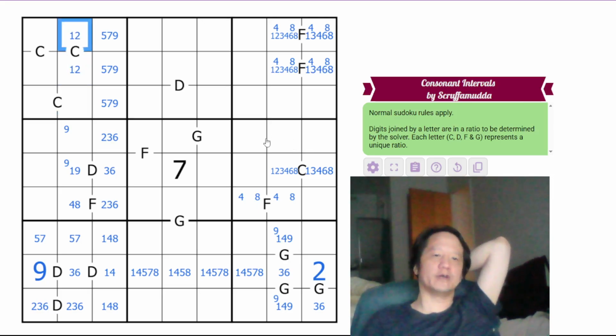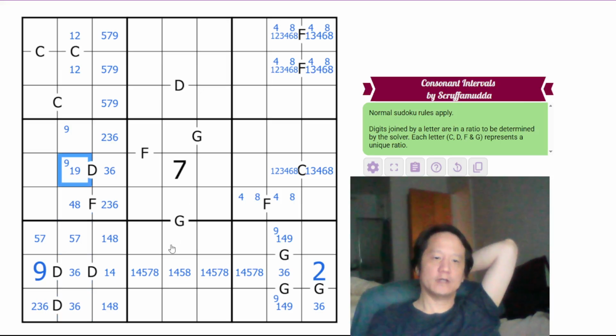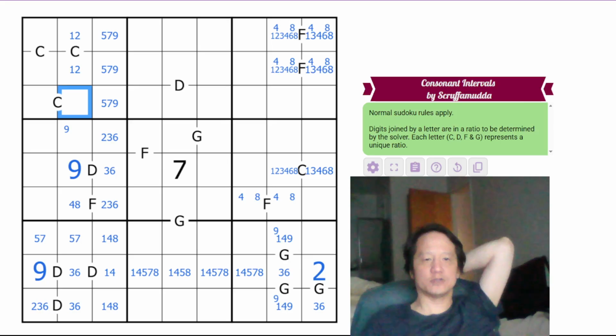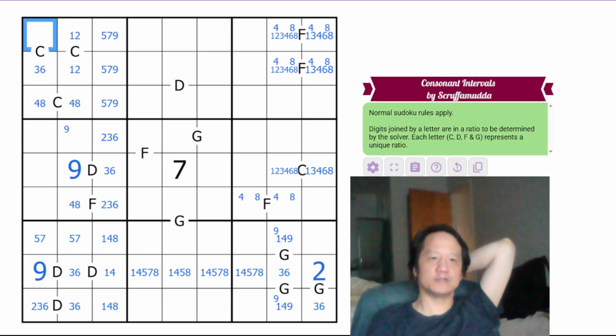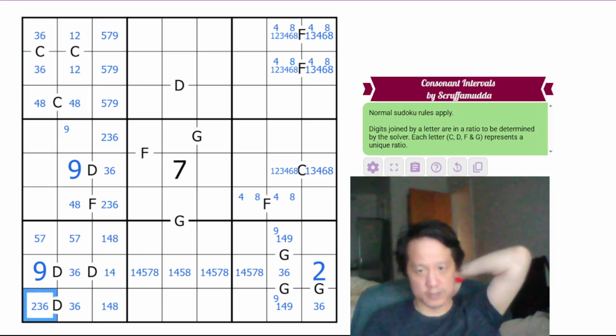This 1-2 pair eliminates 1 and 2 in the rest of the column. This can't be 2. This can't be 1. Therefore, this is a 9. 9 can be either in a 3 to 6 ratio here. This cannot be 3 or 6, so this must be a 4-8 pair, adding in a 1 to 2 ratio. This is a 3-6 pair. That forces this to be a 2.